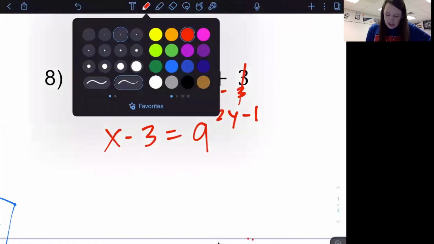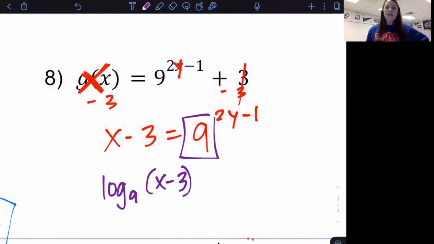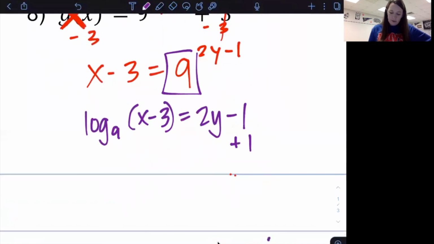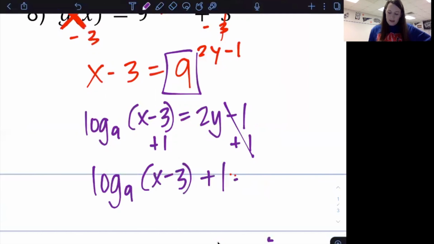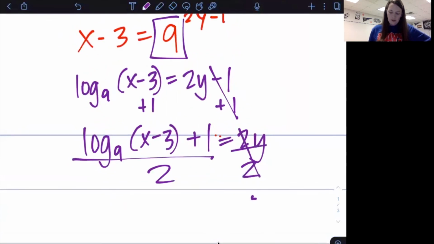Now we're going to change this into logarithmic form. So I've got log base 9 of x minus 3 equals 2y minus 1. So now that we've got it in logarithmic form, I can add this 1 to both sides. So I have log base 9 of x minus 3 plus 1 equals 2y. And then I can divide both sides by 2. And I'm dividing everything on the left by 2.